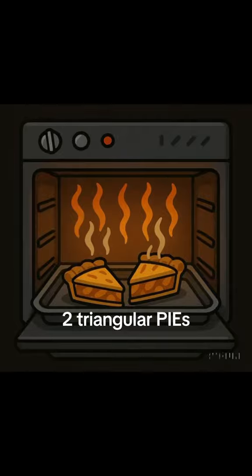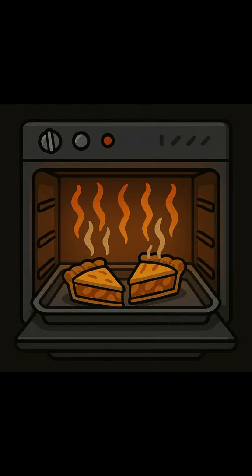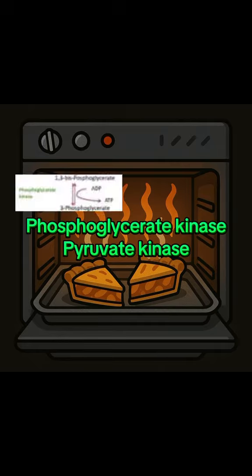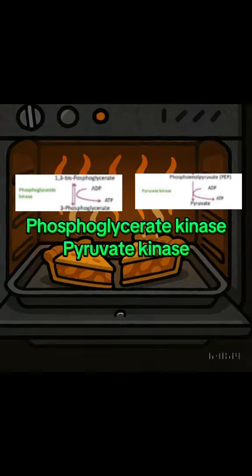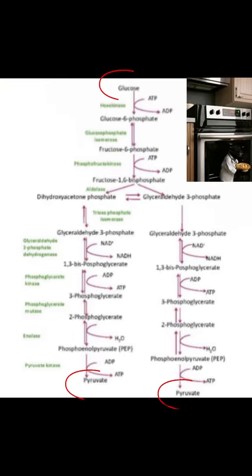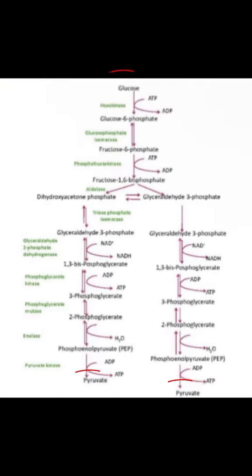And as we open the oven, we see 2 triangular pieces of pie. A triangular slice of pie reminds you that pi for pyruvate is 3 carbons. The 2 important enzymes here for the production of ATP are 2 types of kinase, the first one being phosphoglycerate kinase, and the second one being pyruvate kinase. In summary, you started with a 6-carbon glucose molecule and ended with 2 3-carbon pyruvates.